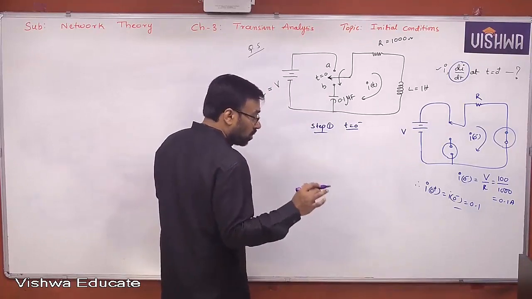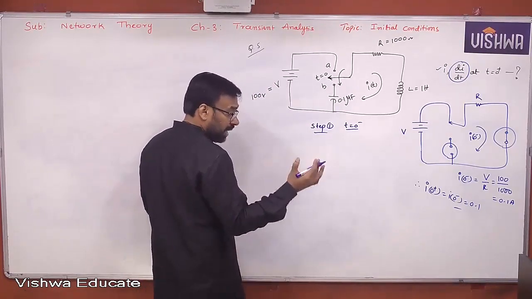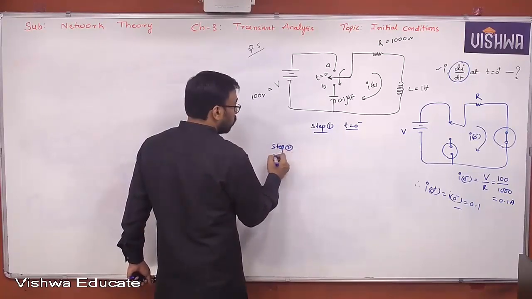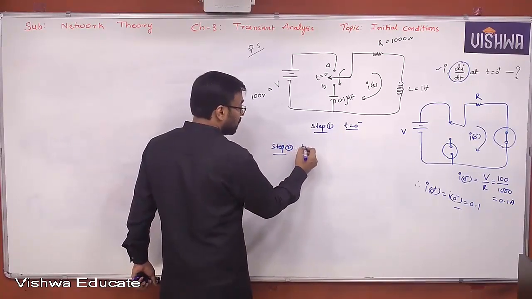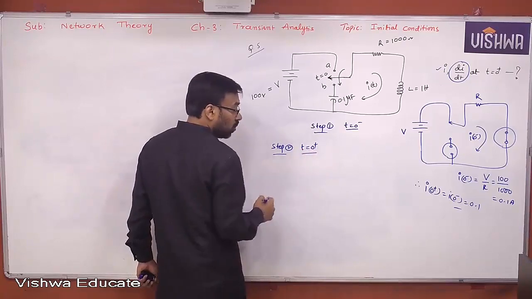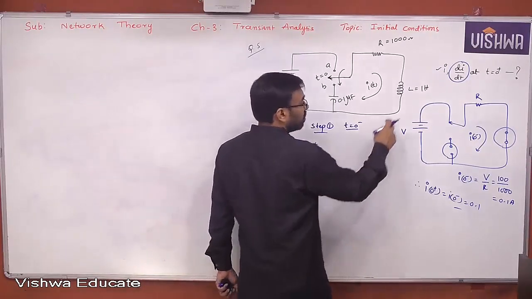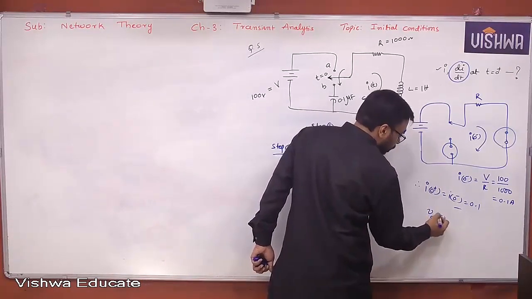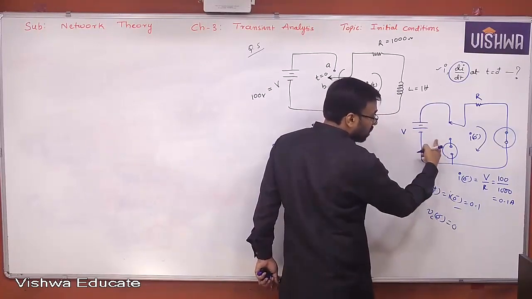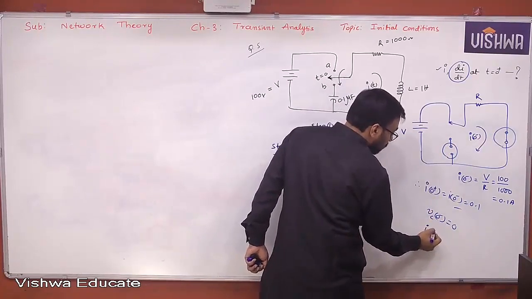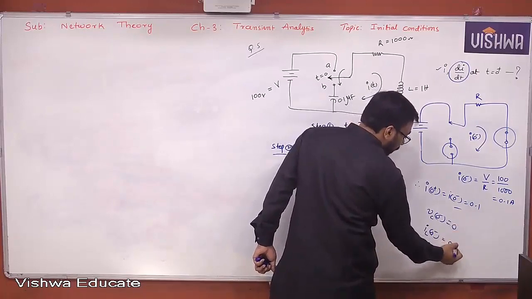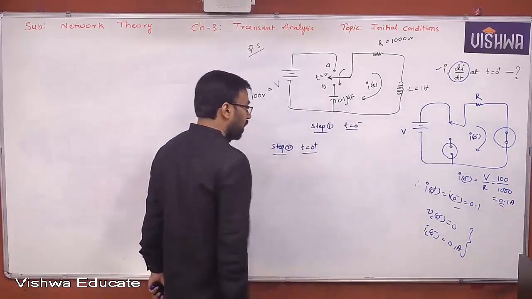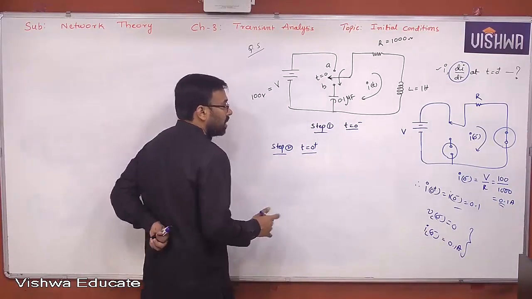So without step 3, let's go for step 2 only. Step 2, to construct t equal to 0 plus equivalent circuit in step 2, what do you need basically? You need IL of 0 minus and VC of 0 minus. Can you tell me what is VC of 0 minus? 0, because it is not getting charged. What is IL of 0 minus? How much? 0.1 ampere. Yes or no, all of you? 0.1 ampere.